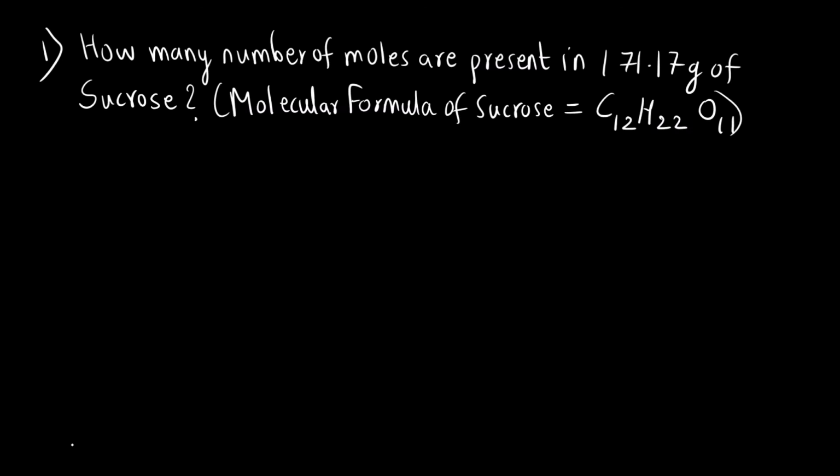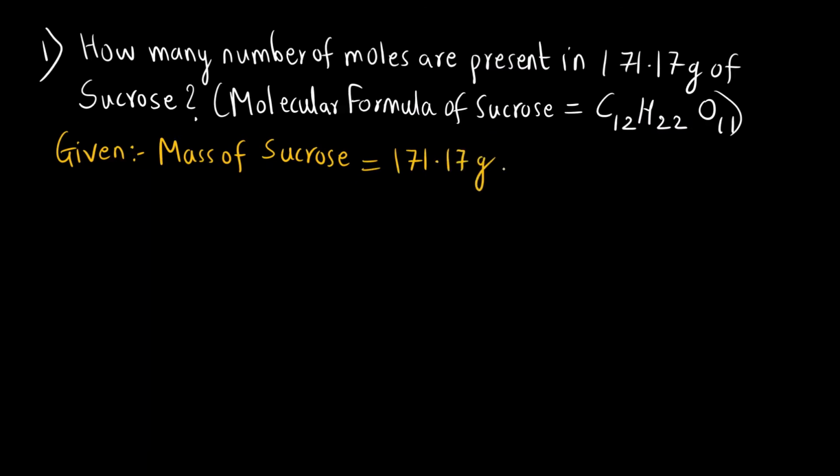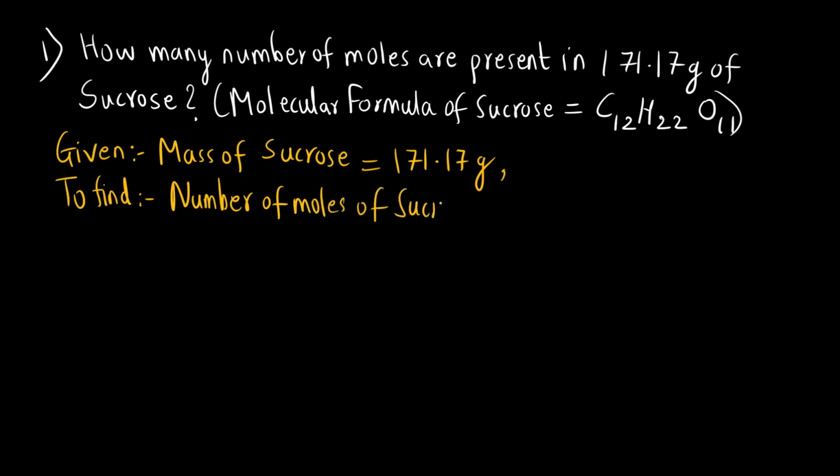Whenever we solve any numerical, the first step is to write down the given data, what is given to us. So the mass of sucrose is given to us, that is 171.17 grams. The next step is to write down what we have to find. What we have to find here is the number of moles of sucrose, equal to question mark.